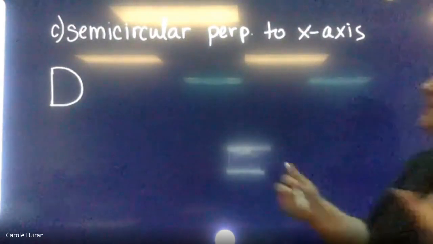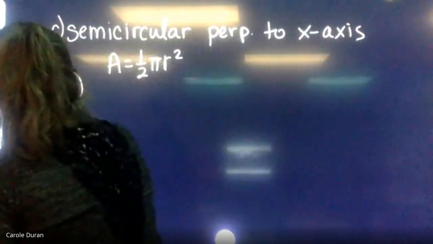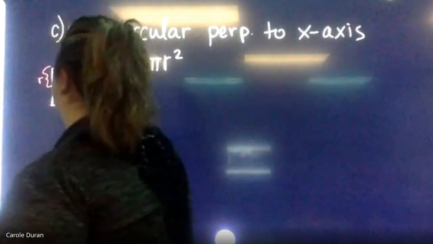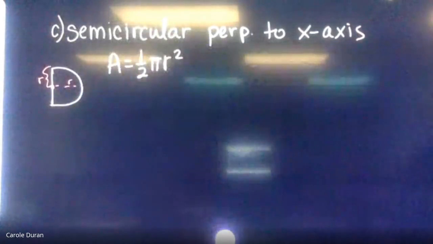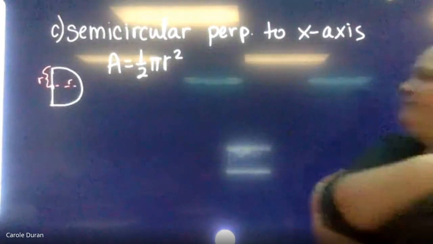So the real question is, how do I find the area of a semicircle? It's just half of the area of a normal circle, and the normal circle area is pi r squared, so a semicircle is half of that, where r is my radius. Radius is half the distance across the circle.